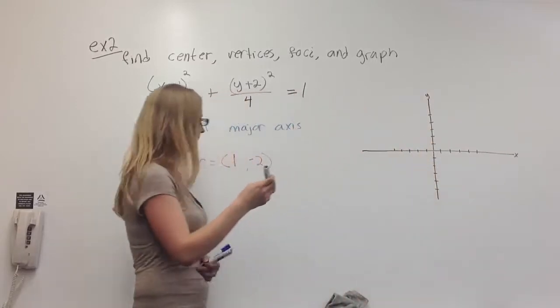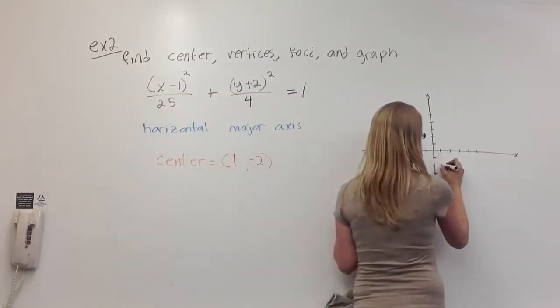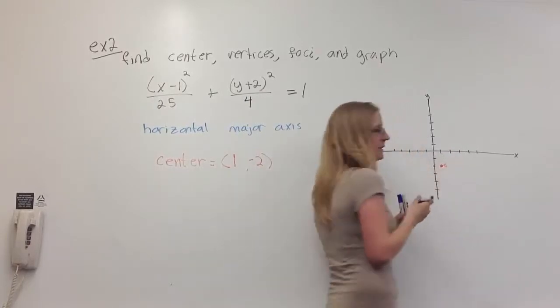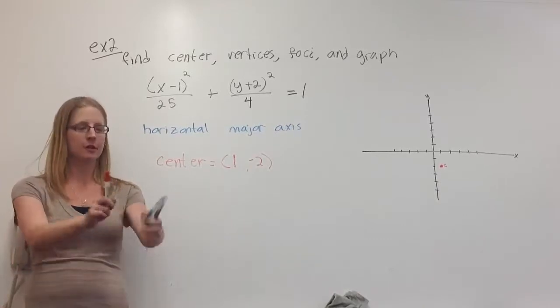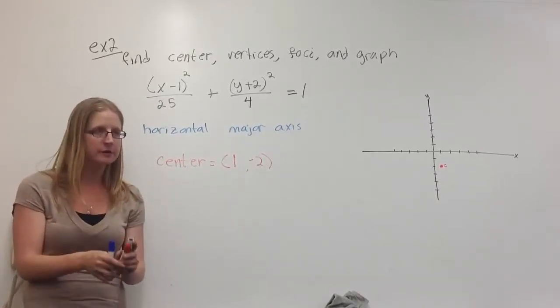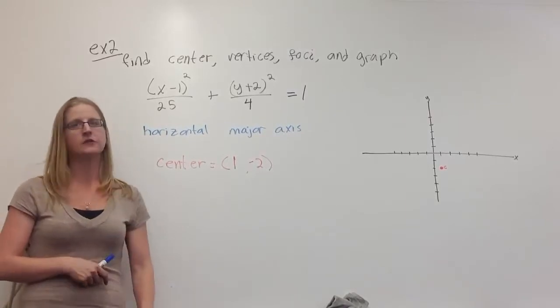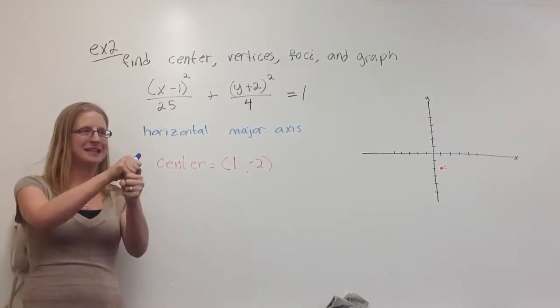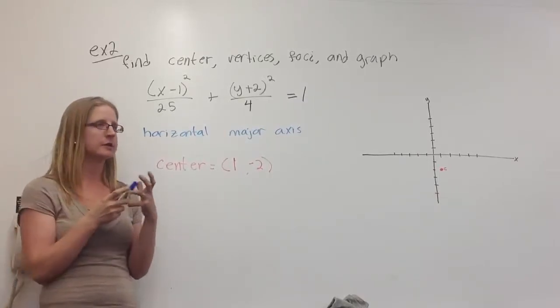Okay, so what's the first thing I should plot? The center, right? So 1, comma, -2. There's my C for center. Easy enough, right? Now here's how you graph an ellipse. Just like you do a circle. Only with a circle, you have one radius. With an ellipse, we actually have 2 different radii. It's longer in one direction and then shorter in another direction, right? So here's how you figure it out.